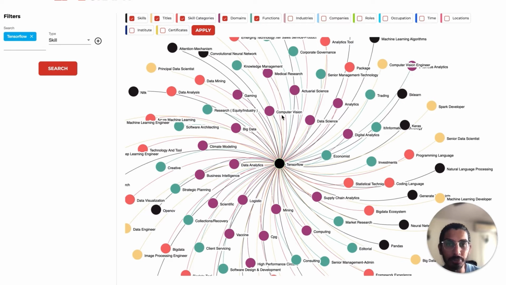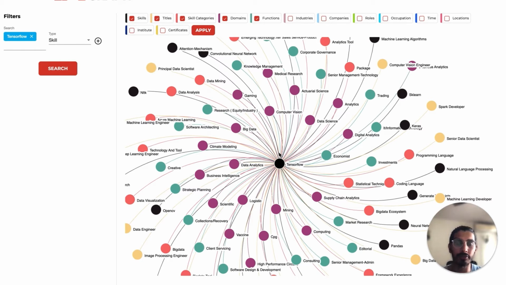Now, across what domains is this skill being used? This skill is being used across computer vision, data science, gaming, medical research, digital analytics, logistics, mining, supply chain analytics, scientific business intelligence, data analytics, climate modeling, big data, computing, high performance computations. That's where this skill is being used in these domains. And there is also the kind of function this skill belongs to.